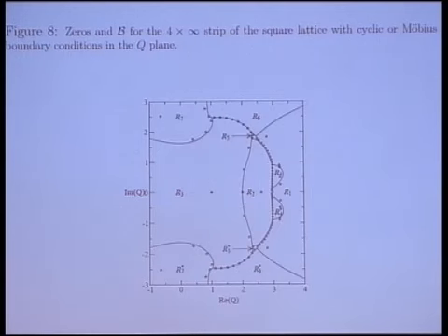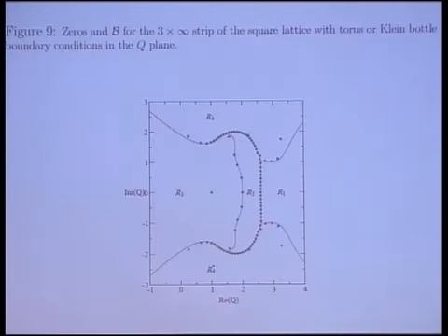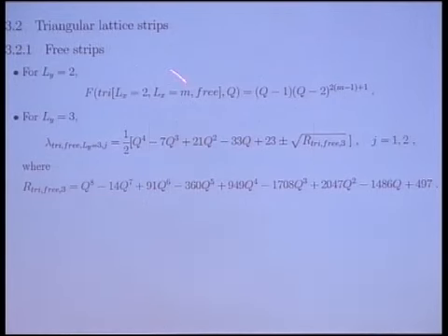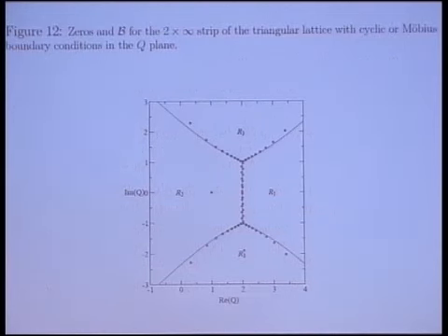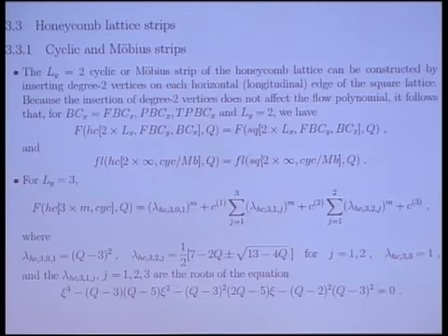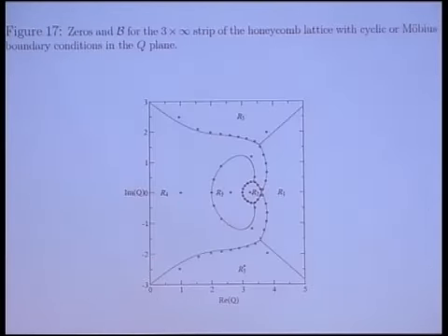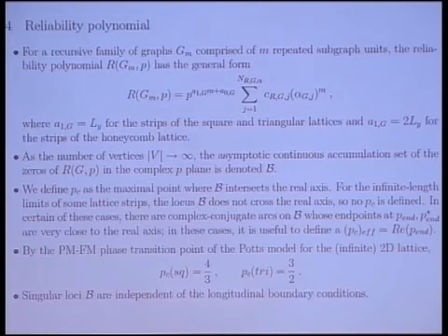Okay, and we can do the same thing for Ly equal to 4. This locus again crosses the real axis at Q equal to 2 and Q equal to 3. And we can do the same thing for other boundary conditions, but let me just skip all these things. And we can do the same calculation for triangular lattices and other lattices. Anyway, we have done several calculations for different kinds of lattice with different boundary conditions.